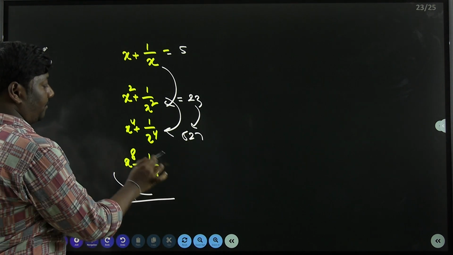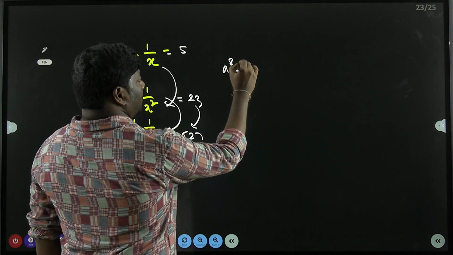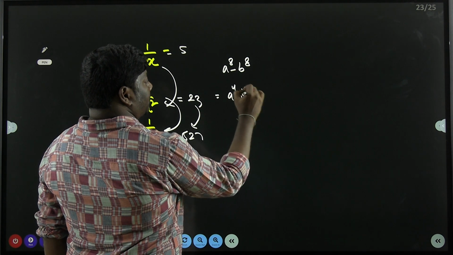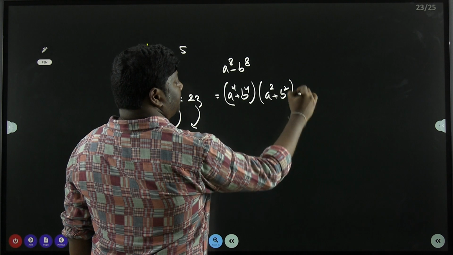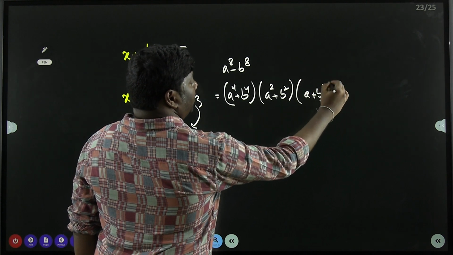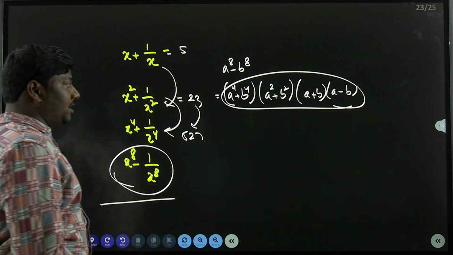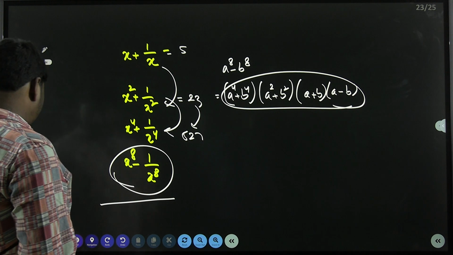When they give you these kinds of things, a to the power of 8 minus b to the power of 8 is a to the power of 4 plus b to the power of 4, a square plus b square, a plus b into a minus b. So a here is x, b here is 1 by x. So you can substitute.